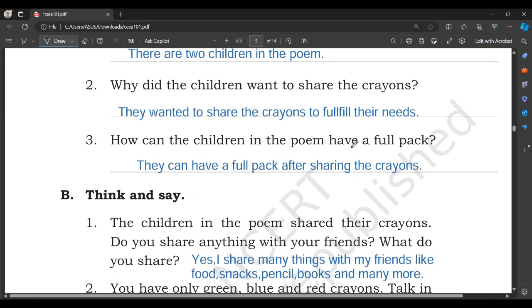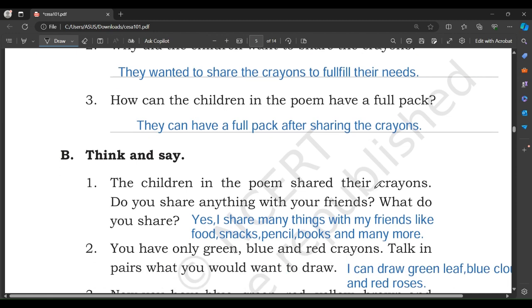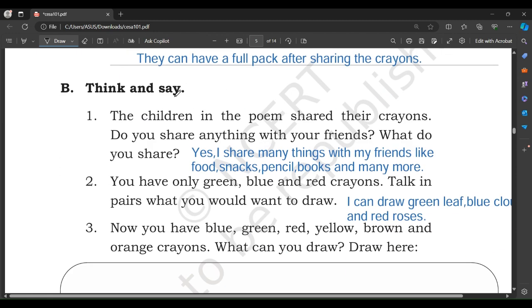How can the children in the poem have a full pack? They have a full pack after sharing the crayons. Now think and say. The children in the poem shared their crayons. Do you share anything with your friends? What do you share? Yes, I share many things with my friends, like food, snacks, pencil, books, and many more.